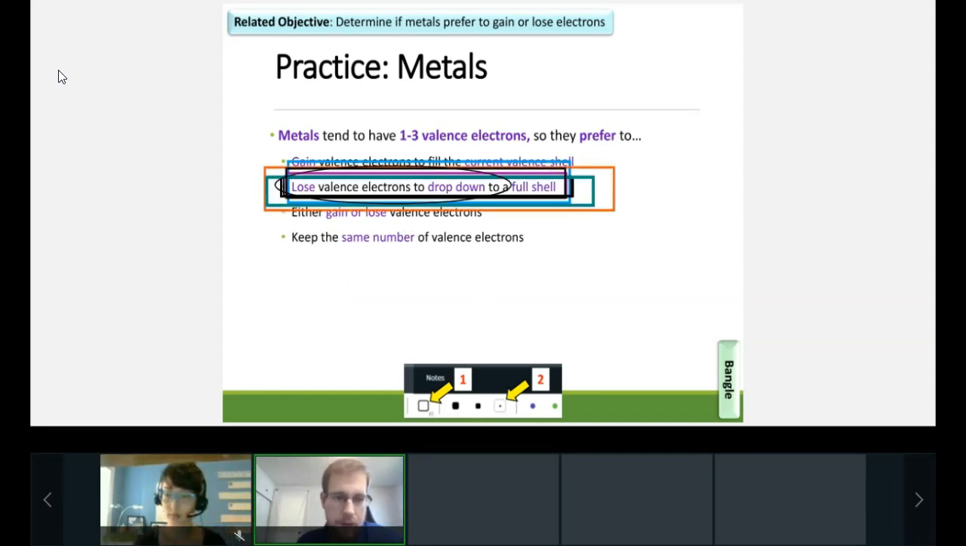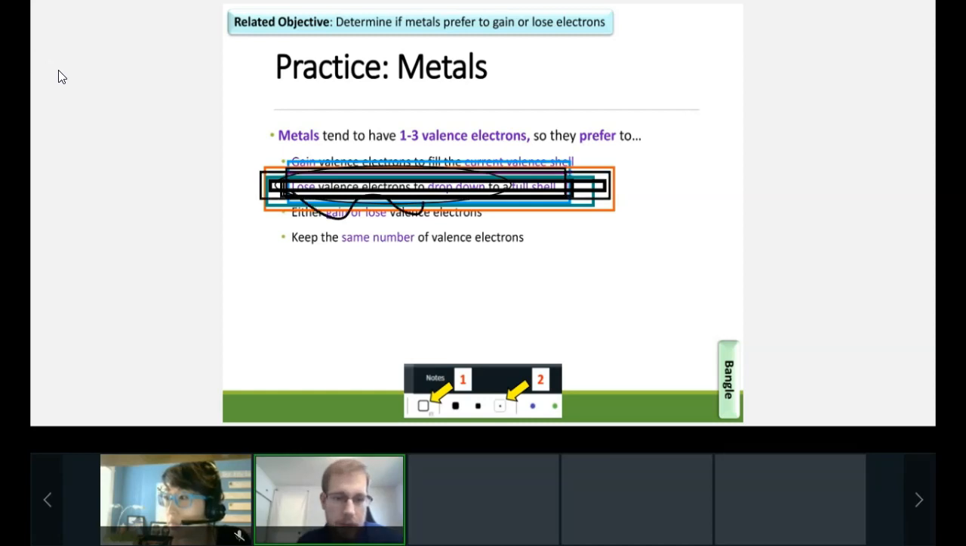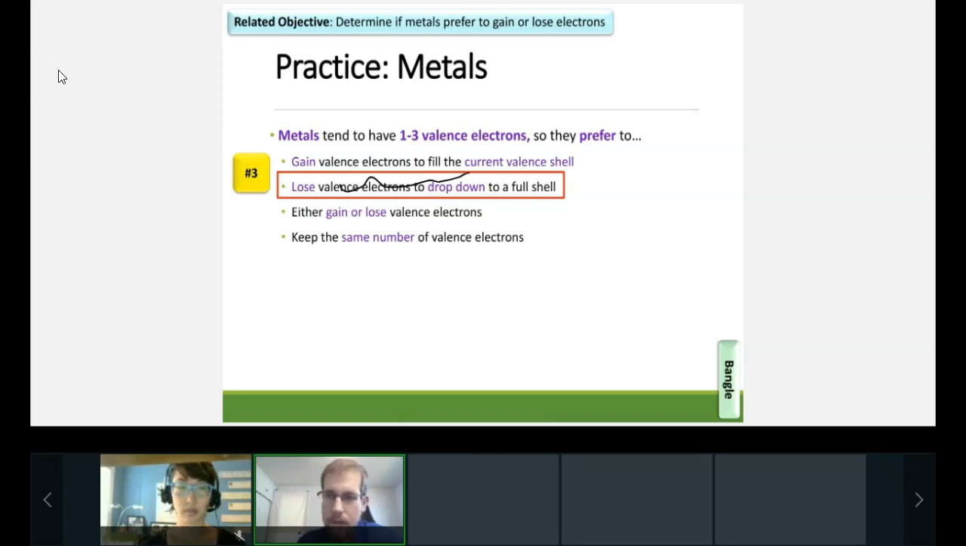Great. I see Tara up there, Shane, Rosa, Luca, awesome. Evangelina. Yeah, so it seems like you guys are doing pretty well with this concept. So for number 3, be sure to put that answer that we were saying about this statement: in general, the metals tend to lose those valence electrons to drop down to a full shell. All right, so for number 3, mark that answer on your notes.